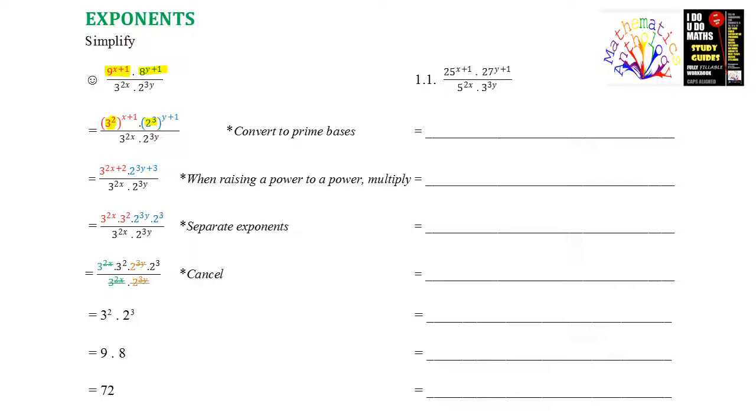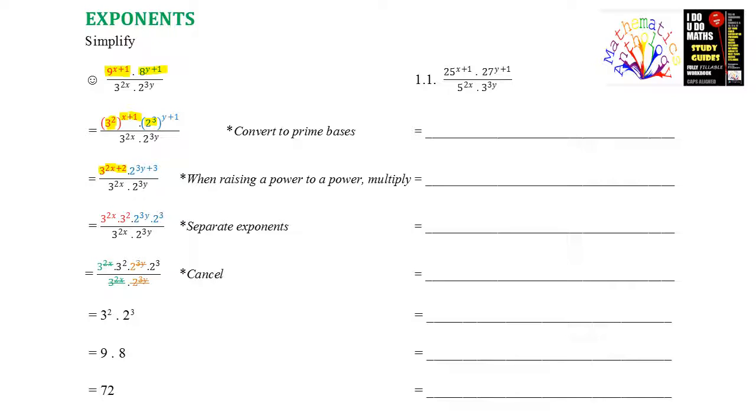So on the top, 3 squared to the power x plus 1. This is raising a power to a power. And remember, when you raise a power to a power, you need to multiply the exponents. So that will become now 3 to the power 2 times x is 2x, and 2 times positive 1 is positive 2.